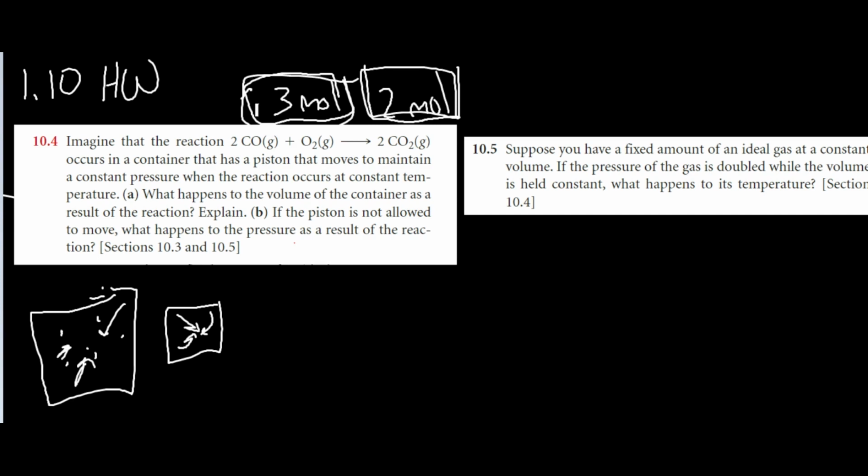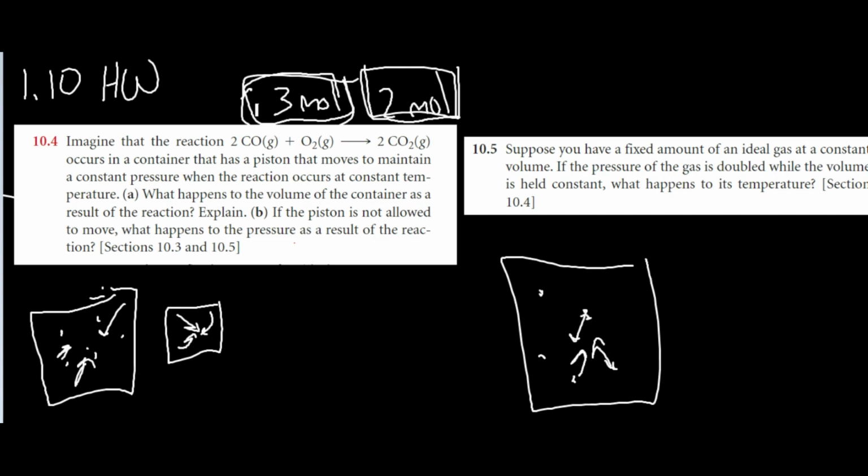So 5. Suppose you have a fixed amount of an ideal gas at a constant volume. So constant volume means that you have them all in the box and there's like 5 of them, for example. Now, if the pressure of the gas is doubled while the volume is held constant, what happens to its temperature? So that means these things are colliding a lot more without a volume change. So what would have to happen for this to occur? As I said before, if your volume is decreasing, that means that your pressure is increasing. But that's not happening. So what happens to the temperature?